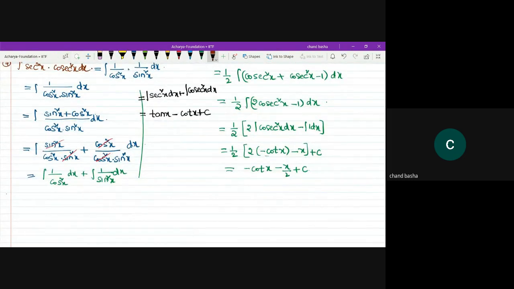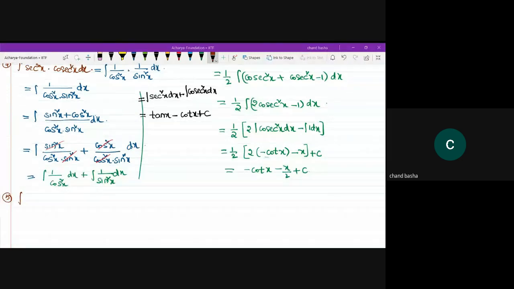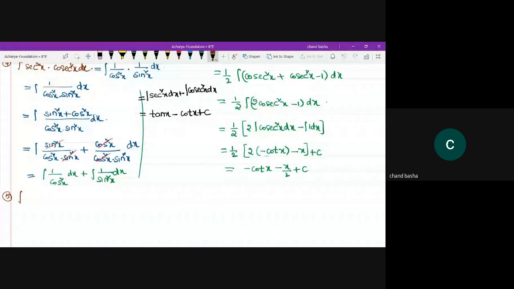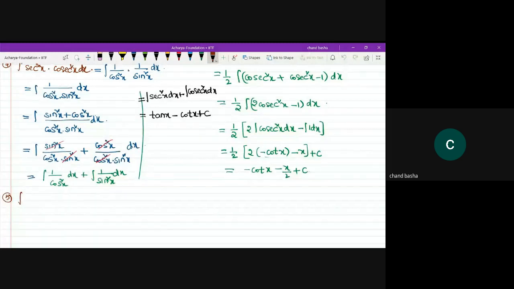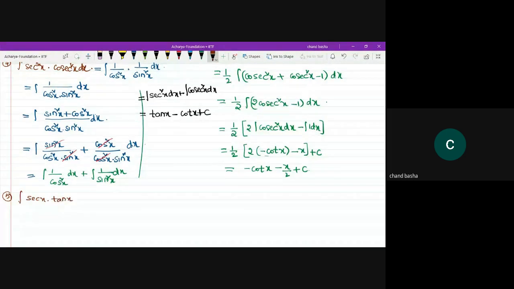Problem number 5. Fifth question. Integral secant x into tan x plus 3 divided by x plus x cube minus cos x into dx.